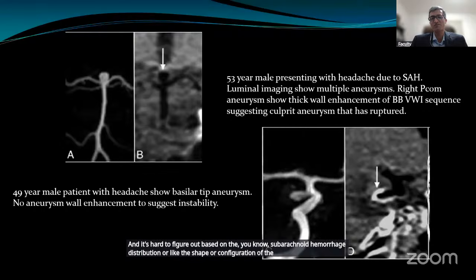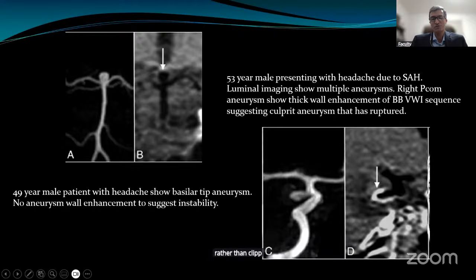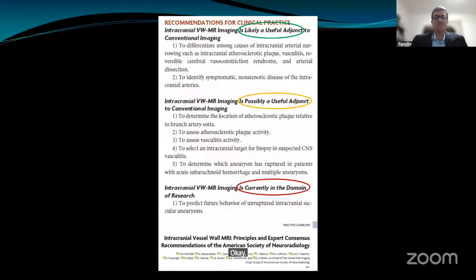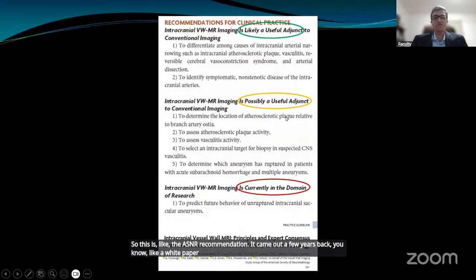If you're unable to decide which one has ruptured, vessel wall imaging can help you pinpoint, okay, this particular aneurysm has ruptured this time, so probably it's worth treating that rather than clipping or treating all the aneurysms, right? Okay. So this is the ASNR recommendation. It came out a few years back, like a white paper. This is what they recommend.